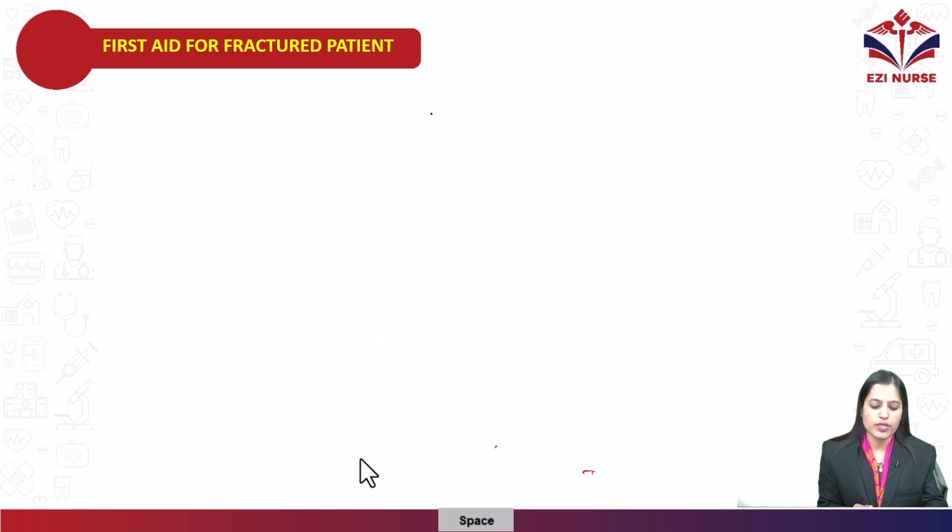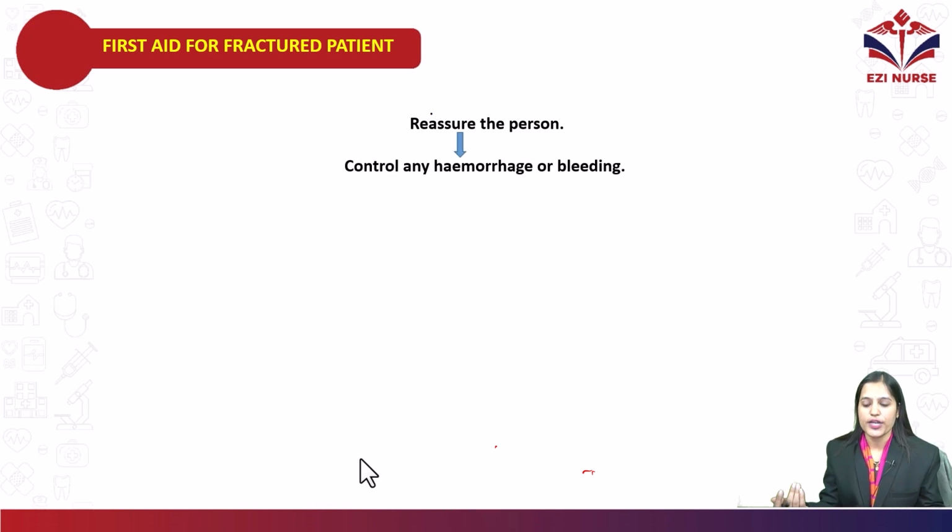Next, let us move on to the first aid management of fracture patients. First one is to reassure the patient. Always give psychological support to the patient first. Then control any hemorrhage or bleeding. How can you control it? By giving direct pressure on that area, so that the bleeding will stop.